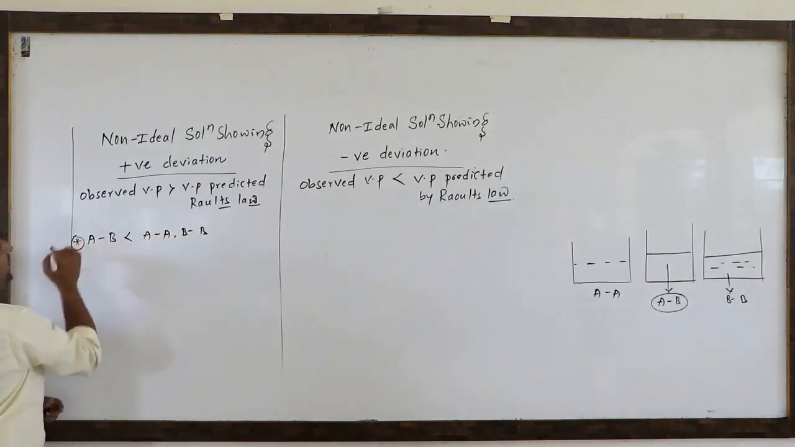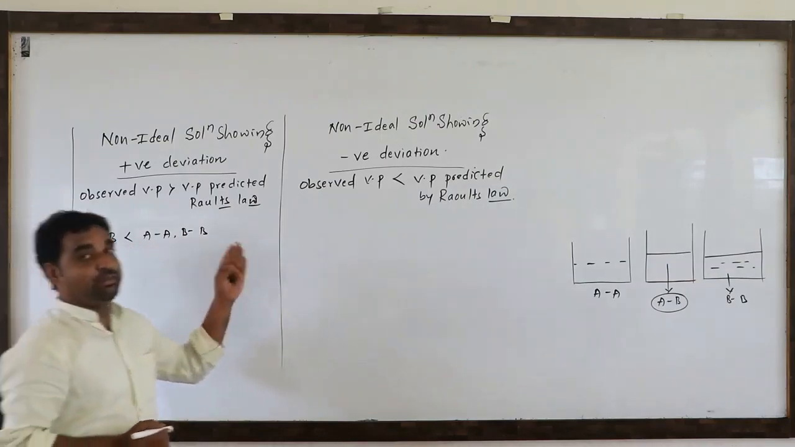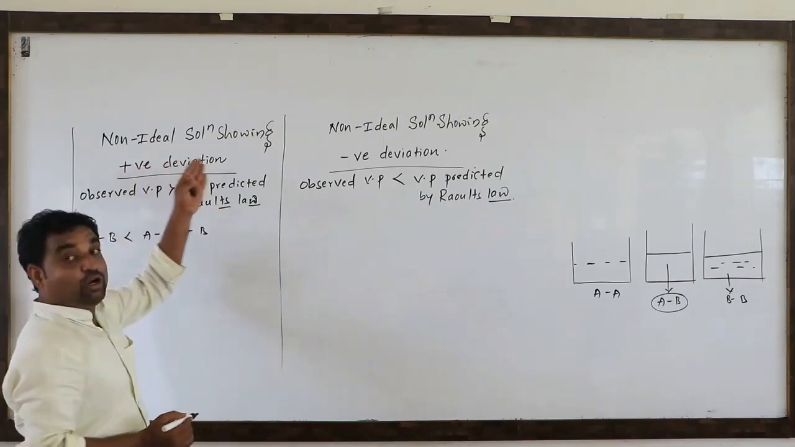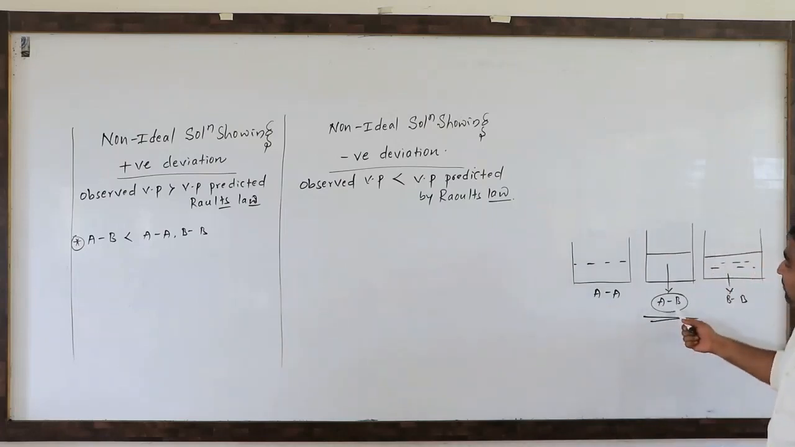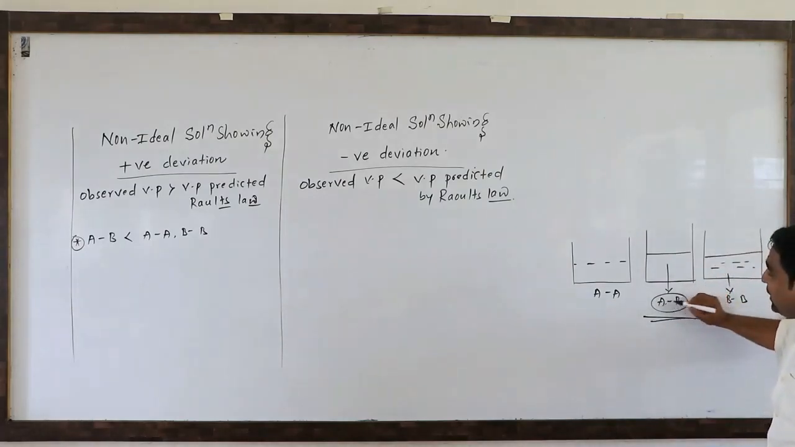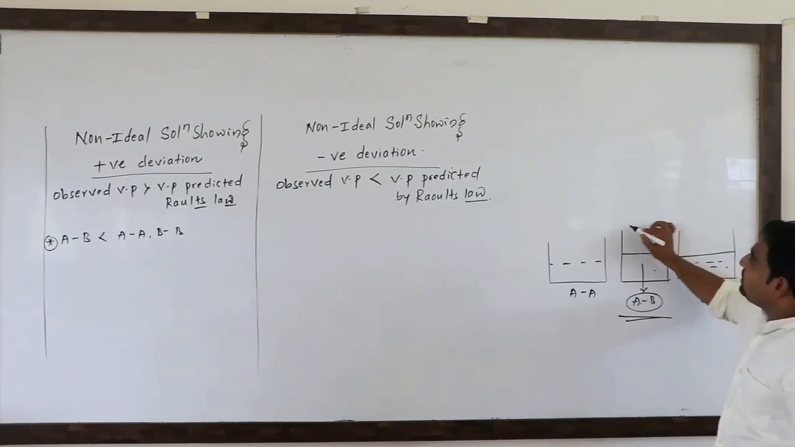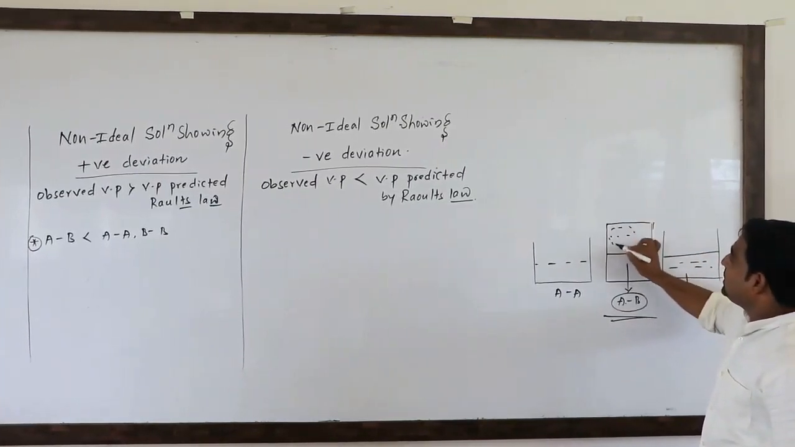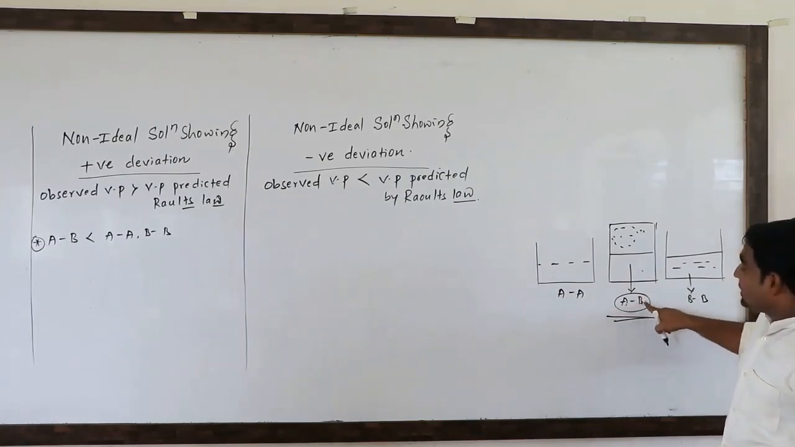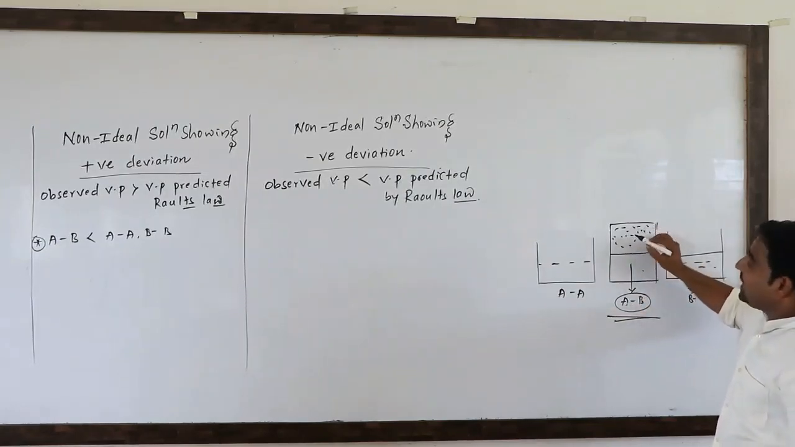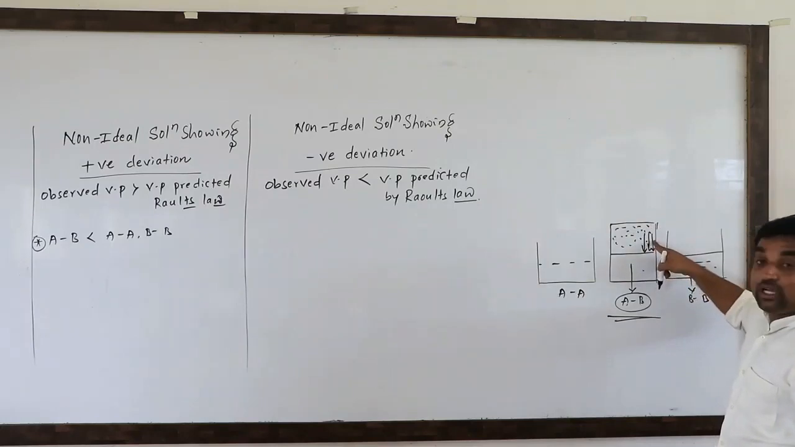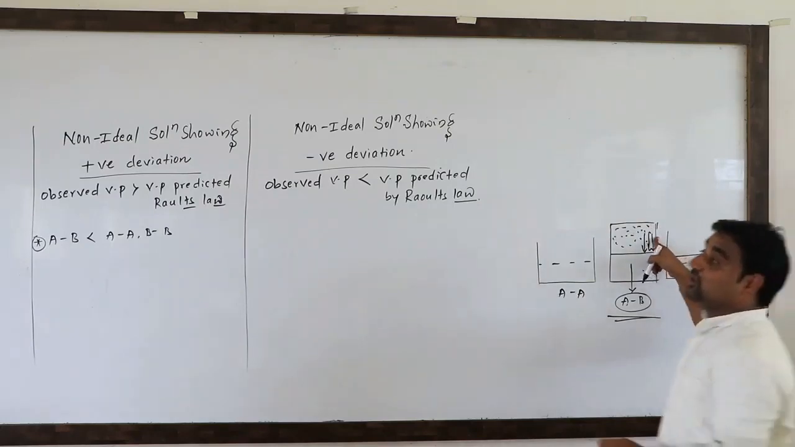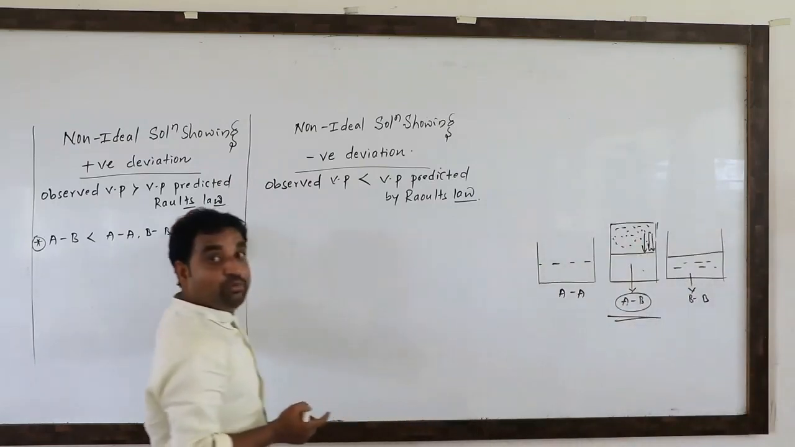What happens if the interaction of AB is less than AA and BB? How is the vapor pressure more than what we expected from Raoult's law? If the AB interactions are weaker, the tendency to escape from the solution increases. If the tendency to escape from the liquid phase to the vapor phase increases, more vapor pressure will be there because of the weak interaction between A and B. If more vapor pressure arises above the solution, it will exert more pressure. Hence we observe more vapor pressure than expected by Raoult's law. Hope you all are getting this.